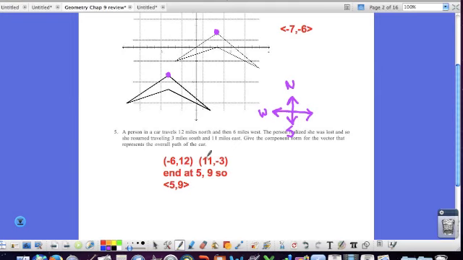Then you realized you had gone too far. You went 3 miles south, that's a y value of -3, and 11 miles east. So if I go 6 to the left, and then 11 back to the right, I end up at 5. If I go 12 up and come back down 3, I end up at 9. So the component form of the vector is 5, 9.